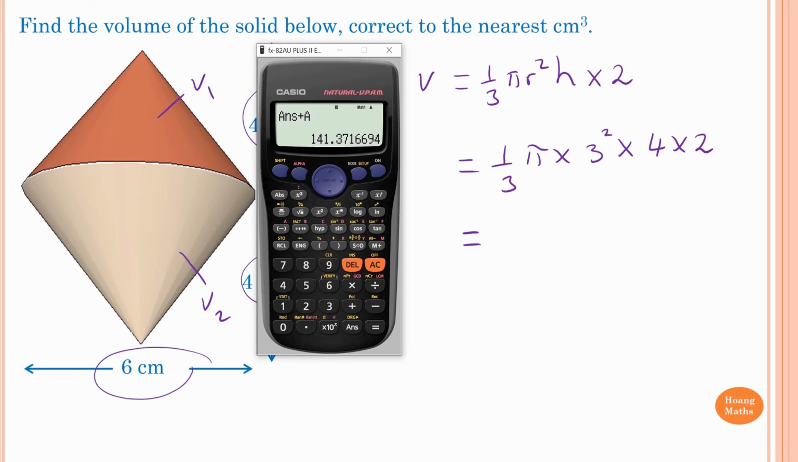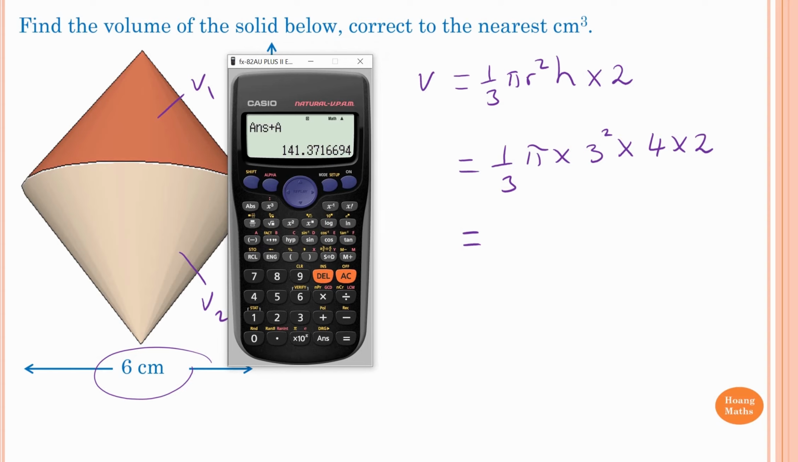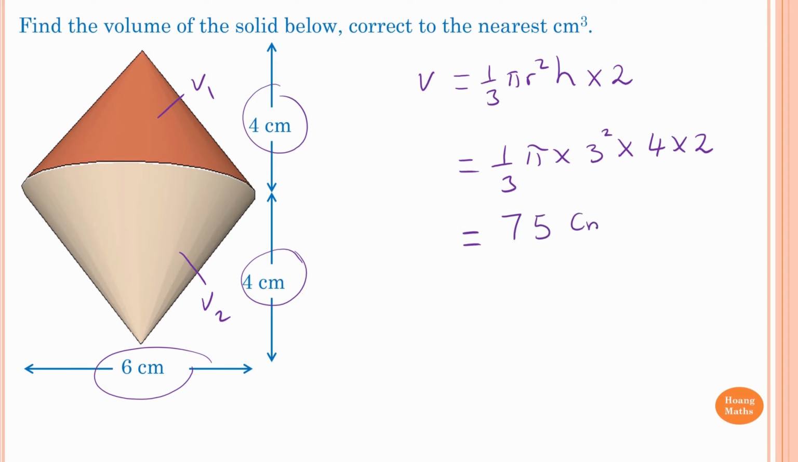So I put that in a calculator now, and don't forget, we need to round to the nearest cubic centimeters. So I just type 1/3 first, after clearing the screen. Then I times by pi, and times by 3 squared, which is 9, and times by 4 times 2, or times 8 if you like. It's the same thing. Which is 75.39 and so on, but nearest whole number, because it's cubic centimeters. So 75.4, so the answer is 75 cubic centimeters.